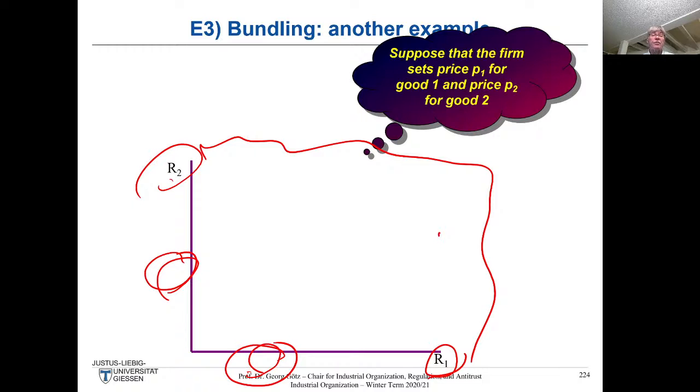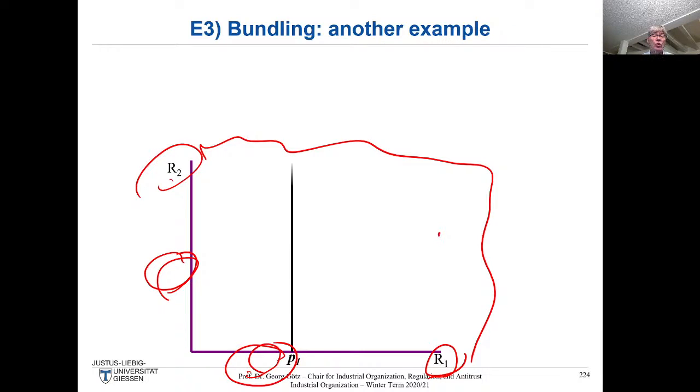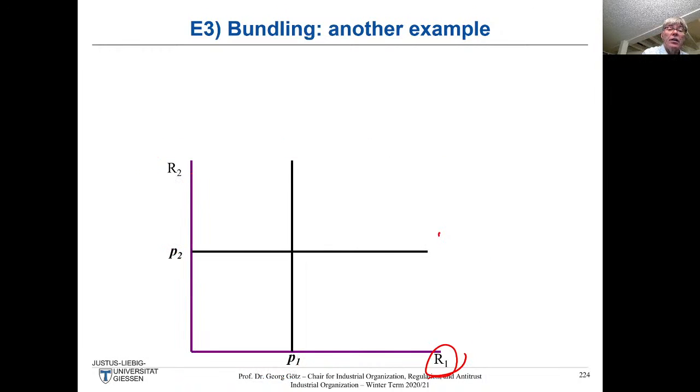And now suppose the firm sets a price P1 for good 1 and a price P2 for good 2. And now I erased my lines again. And now, what do we immediately get? Of course, some prices here for the single product, not for the bundle. And this splits consumers into four groups.